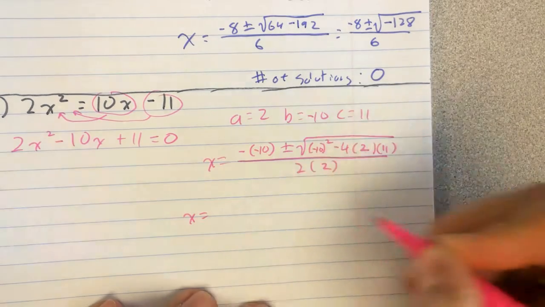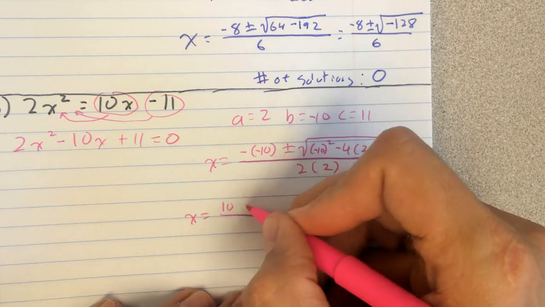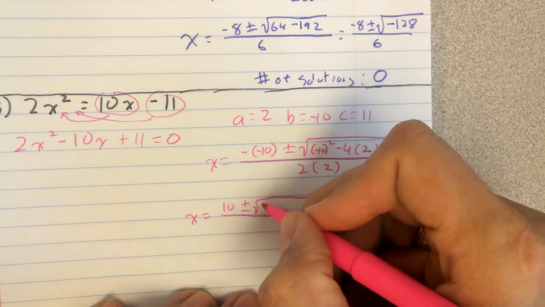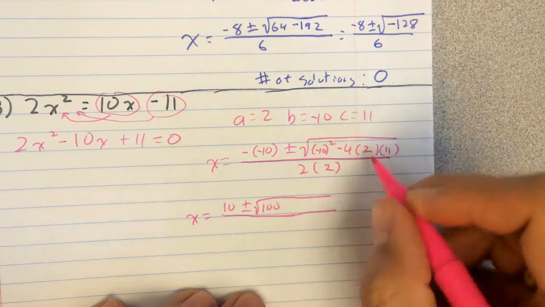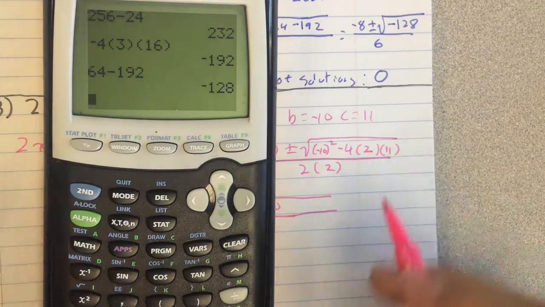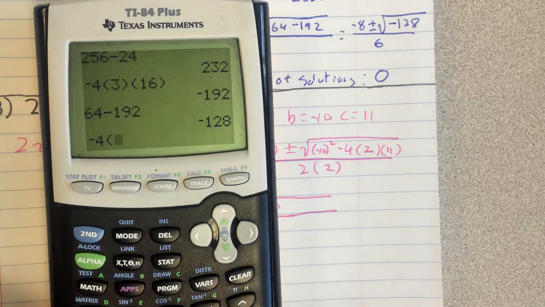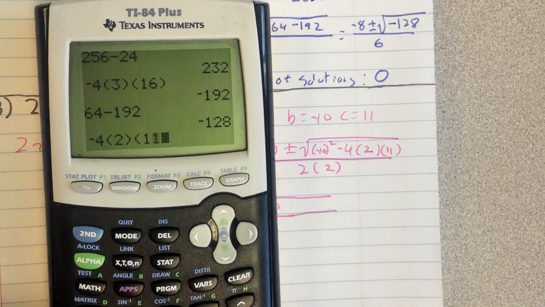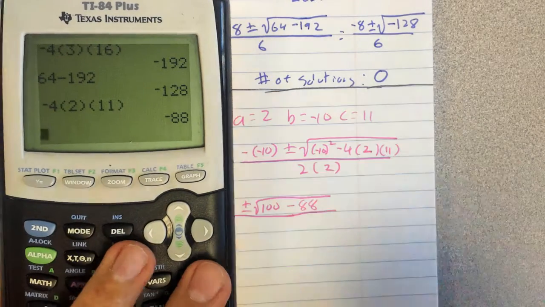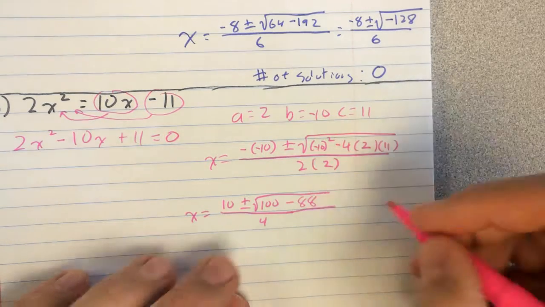Let's go ahead and finish just simplifying. -10 is +10 plus or minus square root. -10 squared is 100. -4 times 2 is -8 times 11 is -88. If you don't believe me, calculator, -4 parentheses 2 parentheses 11, -88. So I do -88. And then I just put that over 4. 2 times 2 is 4.